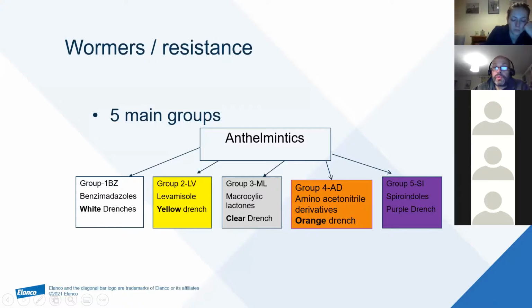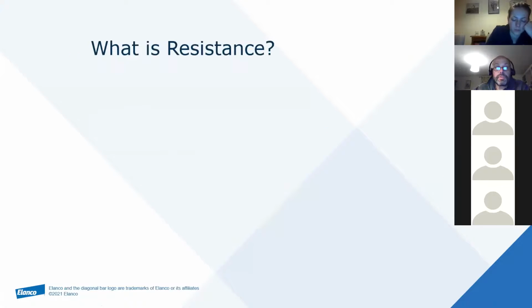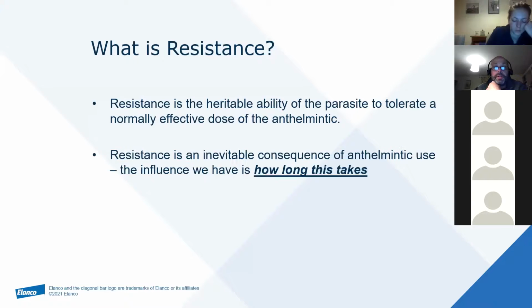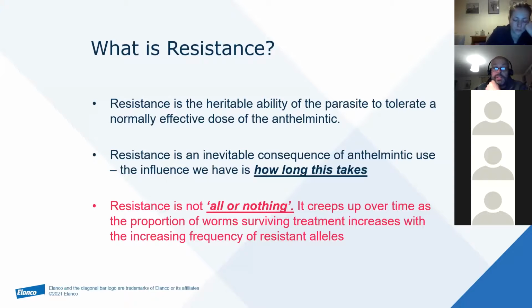Okay, so that's the wormers, that's what we've got. And we do know there is resistance out there. So what is resistance? Just as a refresher, it's the heritable ability of the parasite to tolerate a normally effective dose of the wormer. And it's an inevitable consequence of using wormers. It doesn't happen like switching a switch on, it kind of creeps up on us slowly.